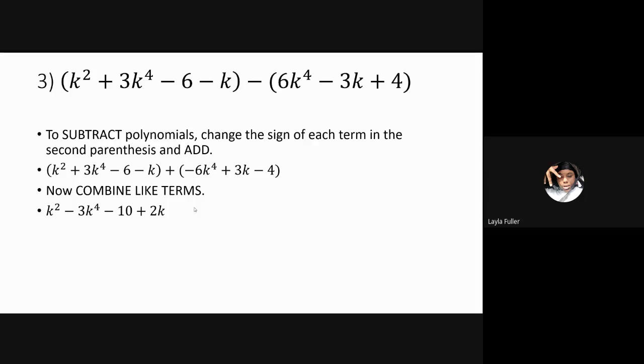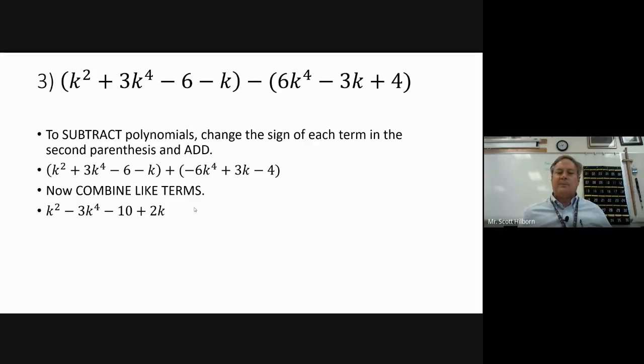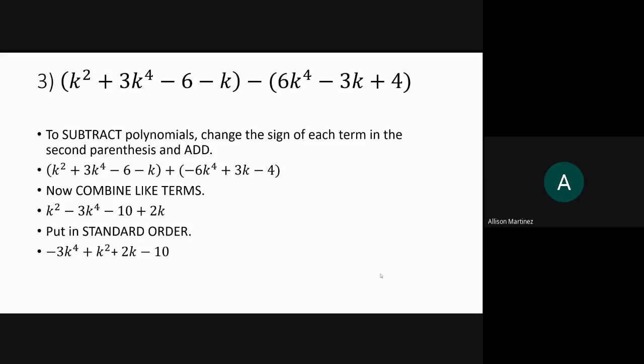You gotta put it in standard order. Yep, standard order, exactly. So the first one we're going to see is -3k4. Then the next biggest is k2. Then the next biggest is k1. And then the numbers by themselves are always at the end. We call them constants.